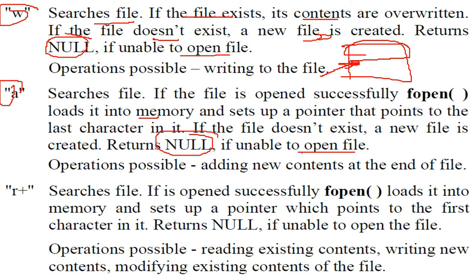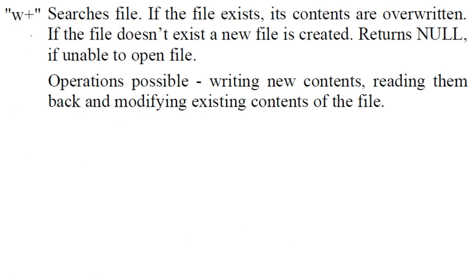Then we have R+. This will search the file. If it is opened successfully, fopen is going to load it in the memory and set the pointer again to the first character, and it returns NULL if we are not able to open the file. So what are the operations which are possible? Reading the existing content, writing new content, and modifying the existing content of the file with the help of R+.